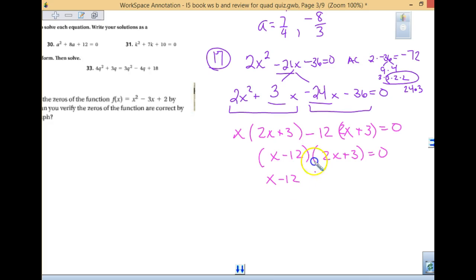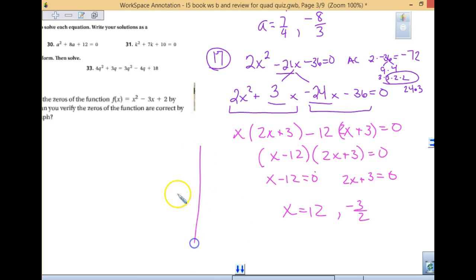As I go to solve this, I am now putting x minus 12 equals 0, which is kind of nice. I probably don't have to do too much work. You can probably do this in your head. X equals 12. The other solution, 2x plus 3 equals 0. X is also going to be equal to negative 3 over 2. If I was looking at the graph of this, this is telling me way over here that this is a solution, 12, 0, and the other solution is right here at negative 1.5.